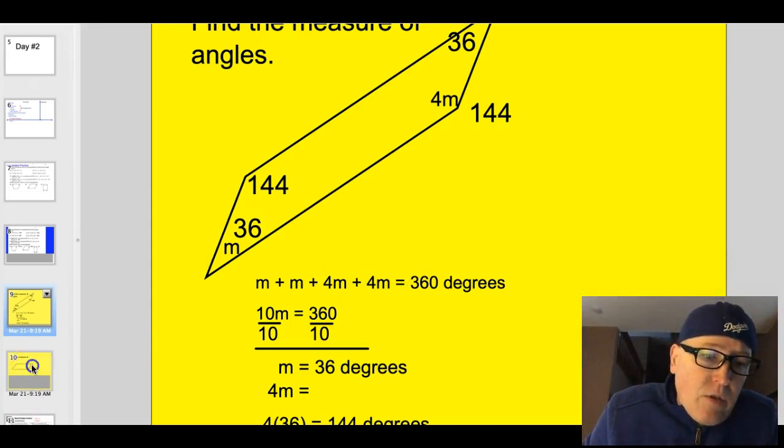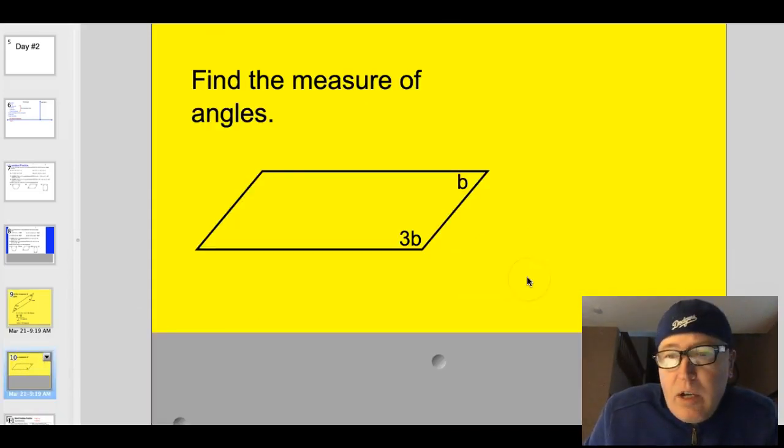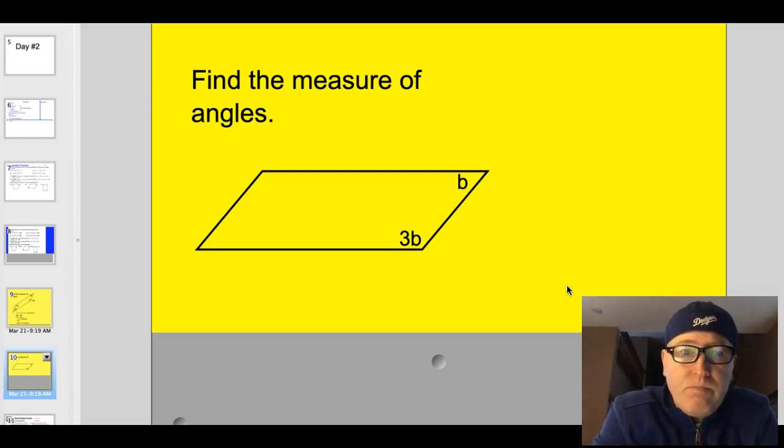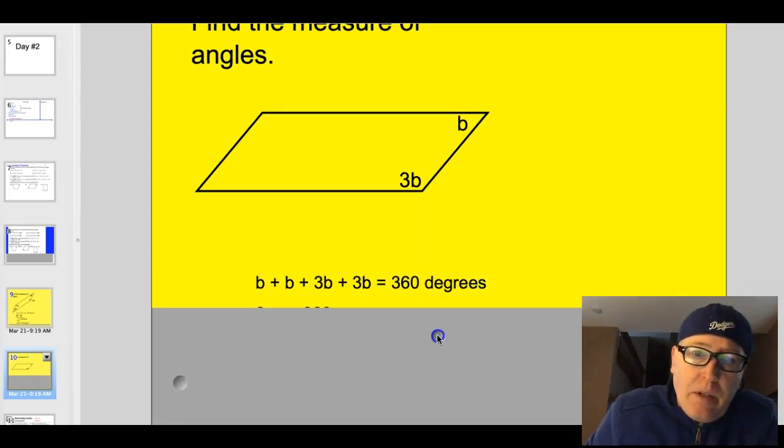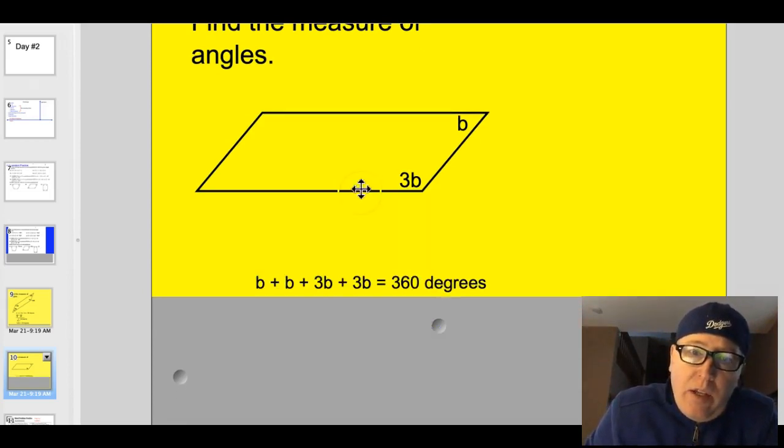All right, I'd like to have you try one as well. Very similar problem. Find the measures of these angles right here. Got 3B and B. Go ahead and pause the video. All right, let's see how you did. Well, this is B as well, and this is a 3B. So we have B plus B, B plus B, plus 3B plus 3B equals 360 degrees.